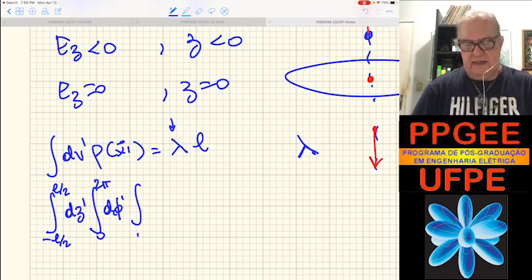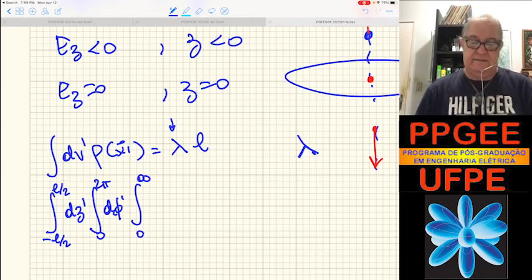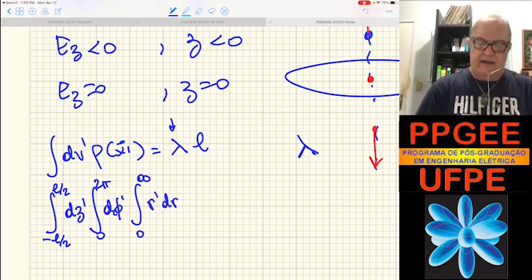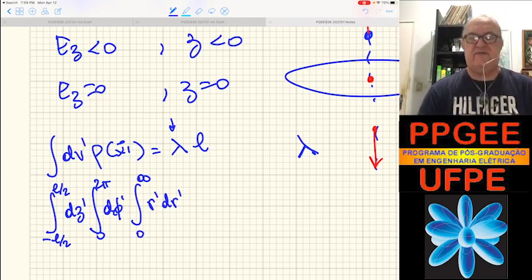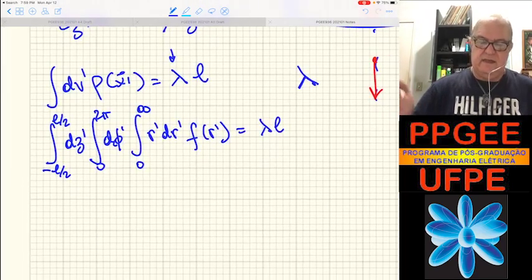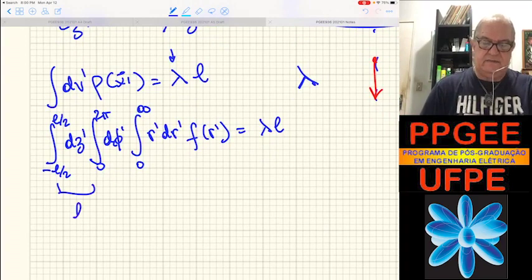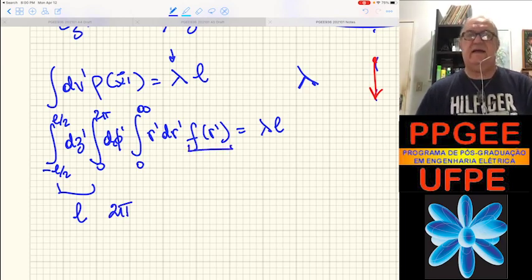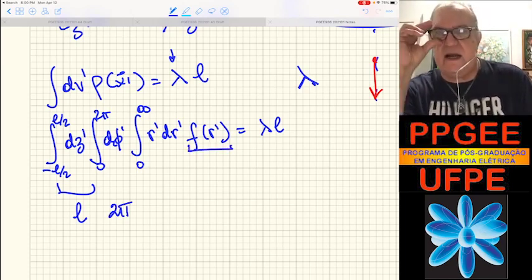Times the integral from 0 to infinity of r prime dr prime. So I'm going to use a function of r prime equal to lambda L, right? So what we have here, well, this is L, this is 2 pi. So the delta function is going to have a singularity at r equals 0.